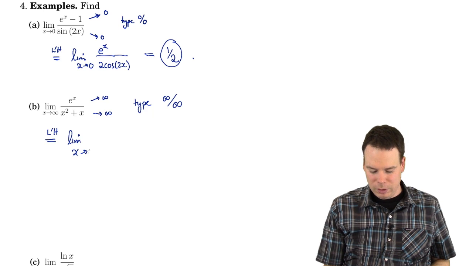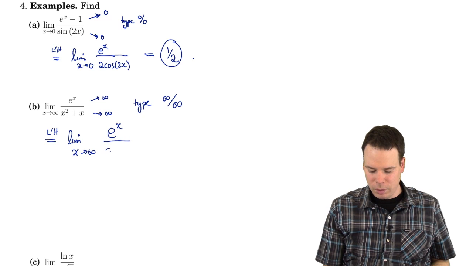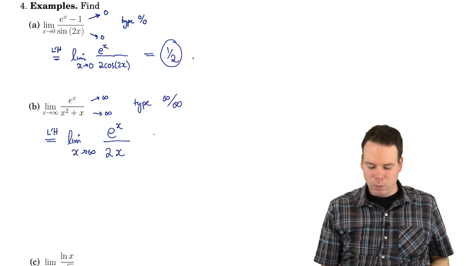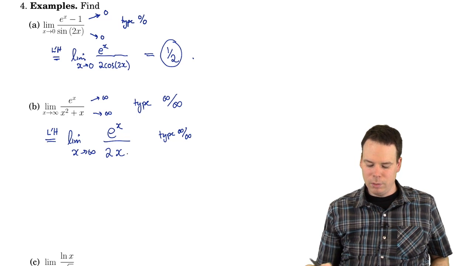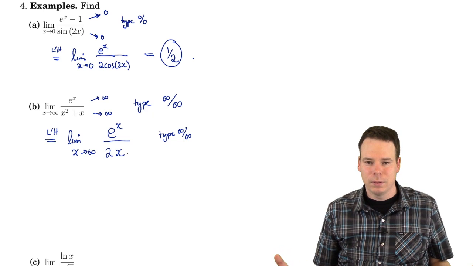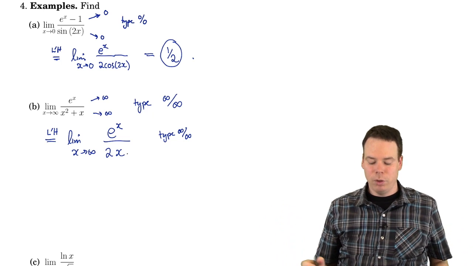So I look at the limit as x goes to infinity. Derivative of the top, that's e to the x. Derivative of the bottom, that's 2x. What is this? Well, as x goes to infinity, this again is type infinity over infinity. Top goes to infinity, bottom goes to infinity. So what do I do now? Well, let's apply L'Hopital again.